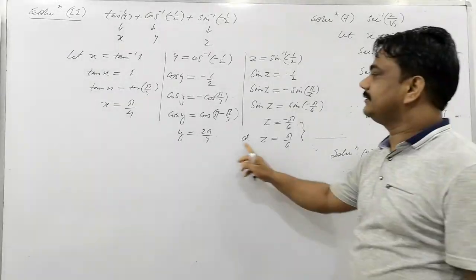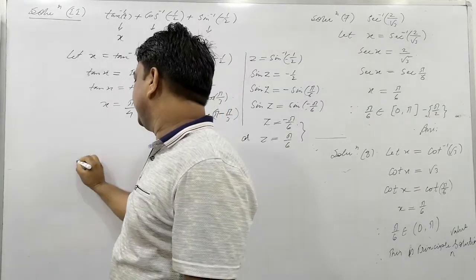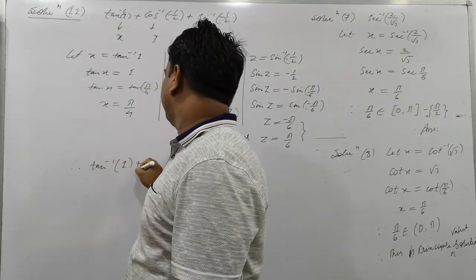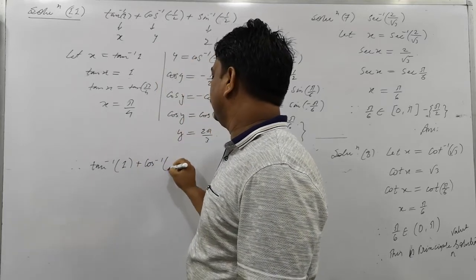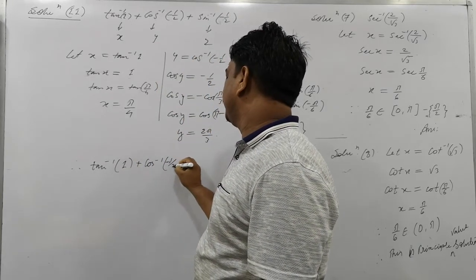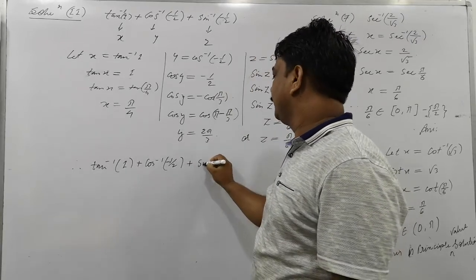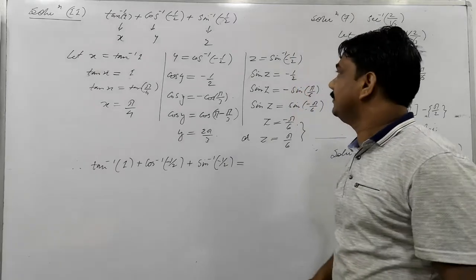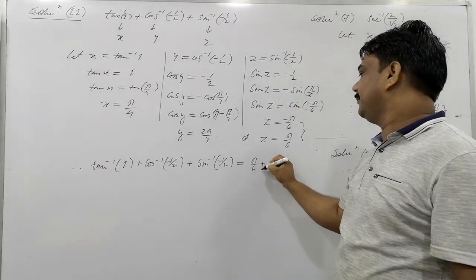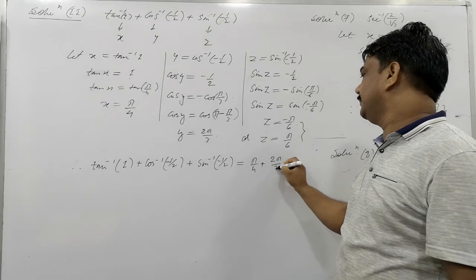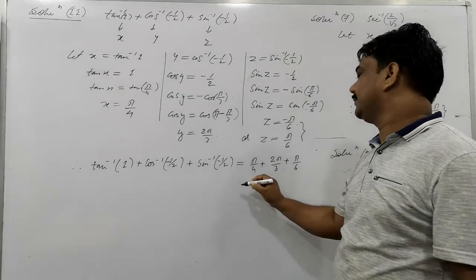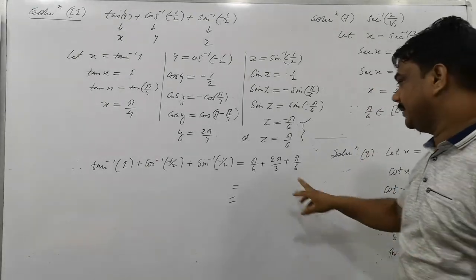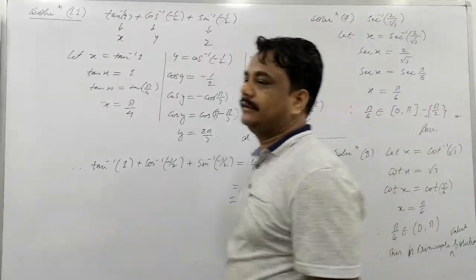So substitute these three values in their places. Therefore, tan inverse 1 plus cos inverse minus 1 by 2 plus sin inverse minus 1 by 2 is equal to pi by 4 plus 2 pi by 3 plus pi by 6, and solve. Or you can also take the negative. Is that clear? By putting in the negative also you will obtain the values. Solve this, please.